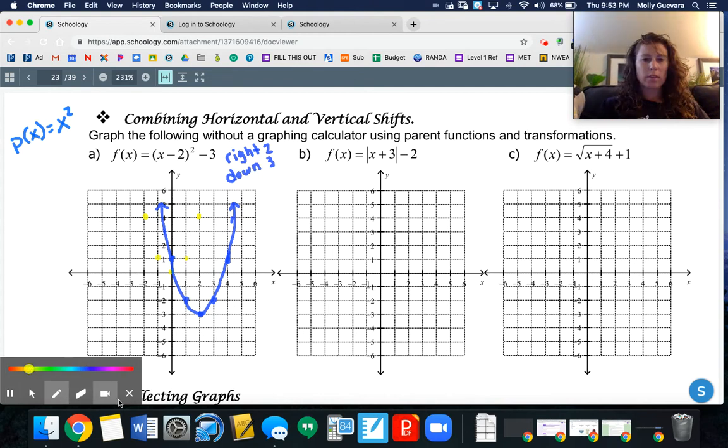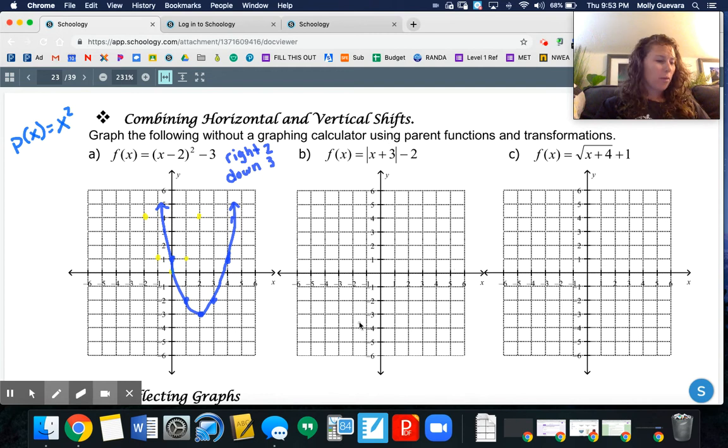Why don't you guys try these two? Okay, here we have absolute value. Here we have the square root function. I want you to go ahead and try these, and then make sure you do it in pencil. And if you mess up, no big deal, we can change it. So go ahead and hit pause on the video, give those a try, and when you're ready, hit play.